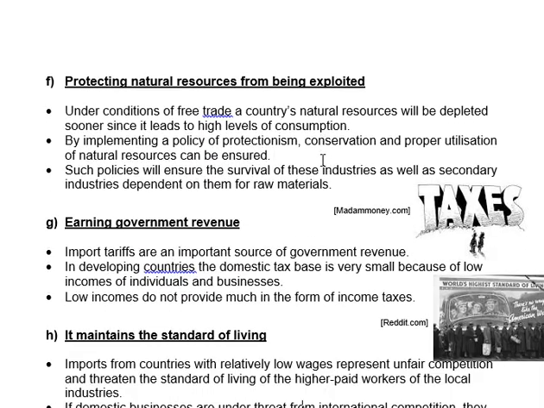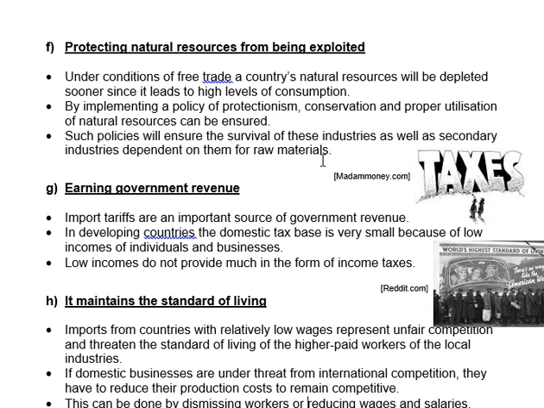All right, then the next reason is to protect natural resources from being exploited. When there's free trade, free trade means that we are trading without any restriction. That means that our natural resources can be depleted, because as soon as anybody wants natural resources, we take the resources out and we sell them. So when there's free trade, it leads to higher levels of consumption. Everybody can just consume whatever they want without any kind of restriction.